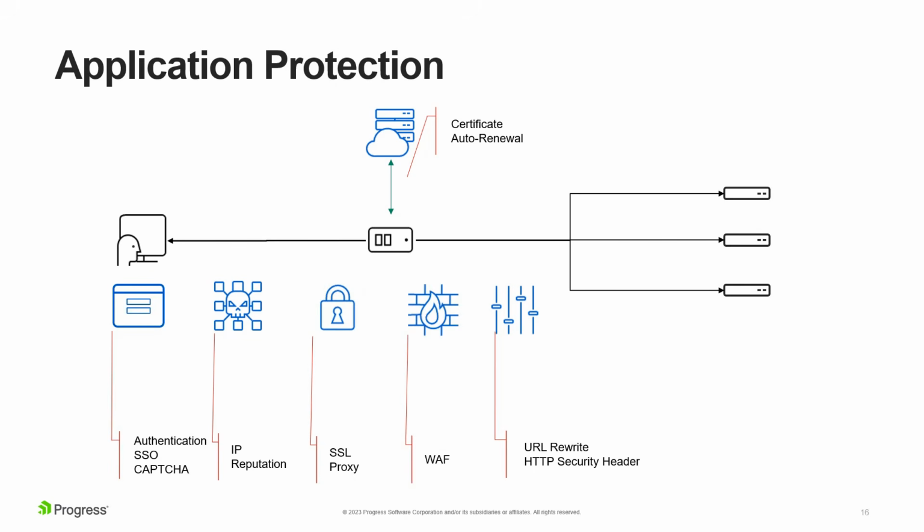Looking at application protection, again, very, very similar type thing, just looking at a simple application, load balanced across a couple of servers. You've got your authentication at the front end. You can have single sign on there. Potentially you can use CAPTCHA. And again, you've got the IP reputation, you've got your SSL proxy, offloading the SSL. Something that I mentioned on the previous slide, we can re-encrypt to the back end.